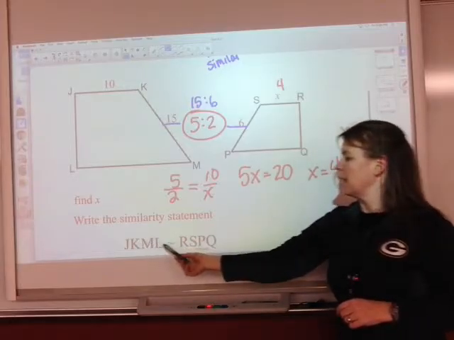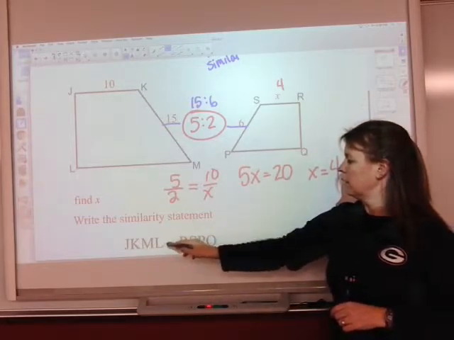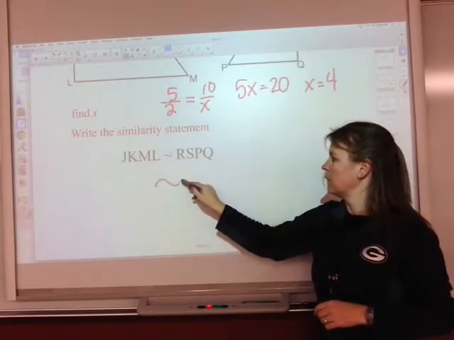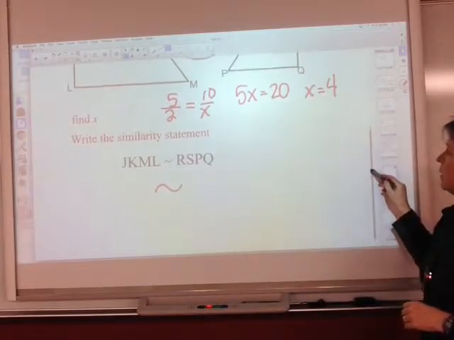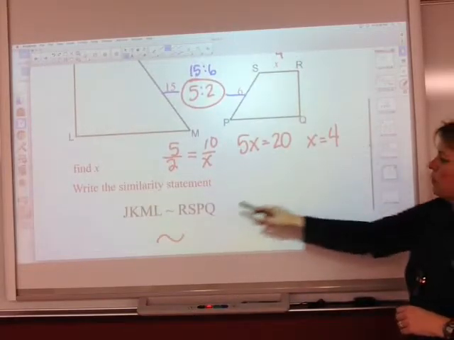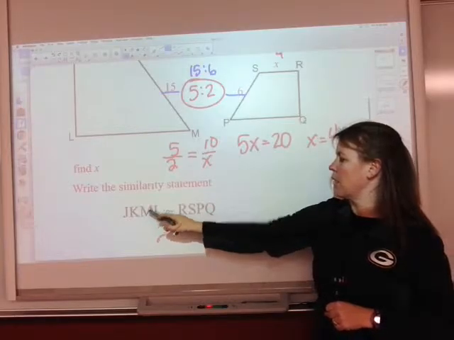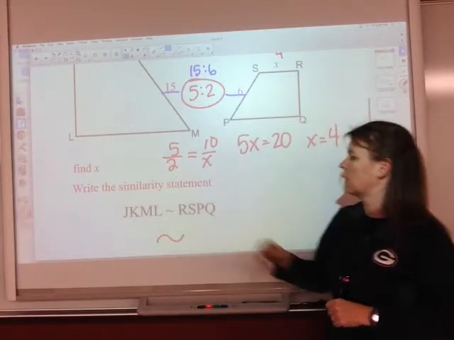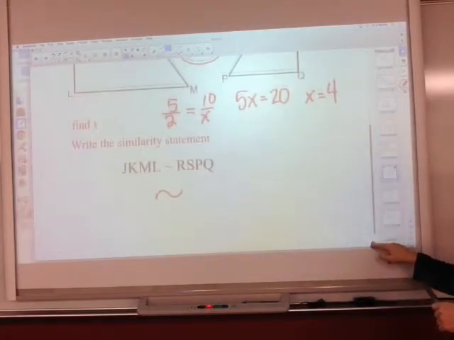Here would be an example. JKML is similar, there's that symbol, to RSPQ. Make sure they match up. Your P has to be the same place as your M. Your S and K, your J and R, your Q and L. They all have to match.